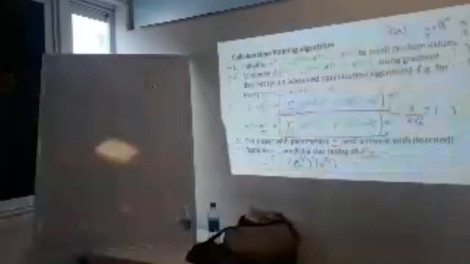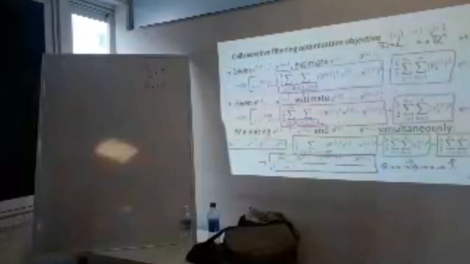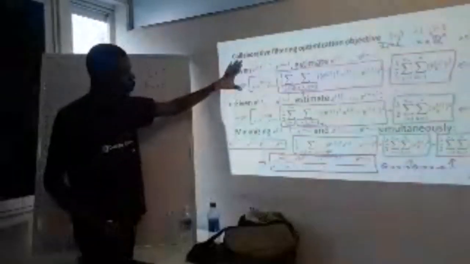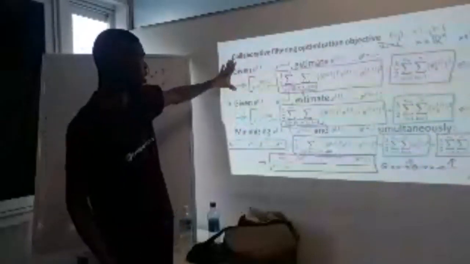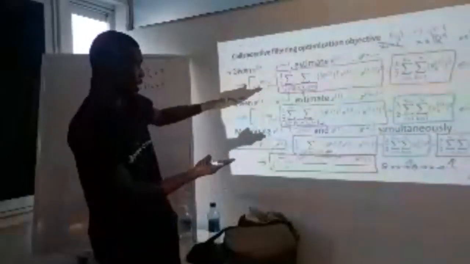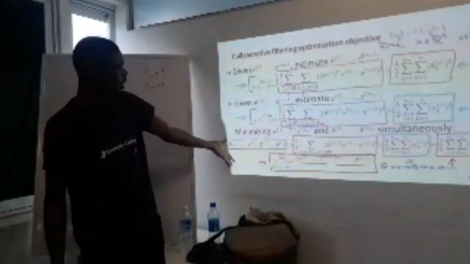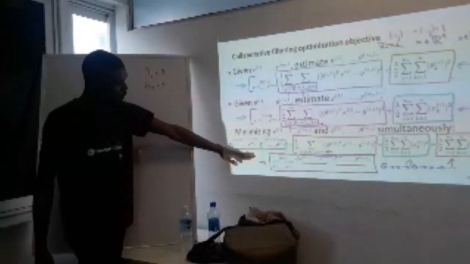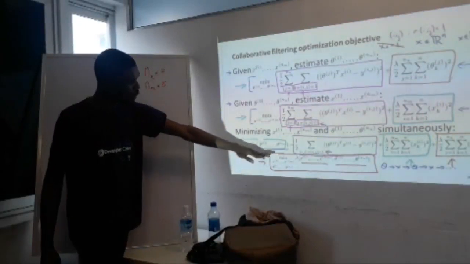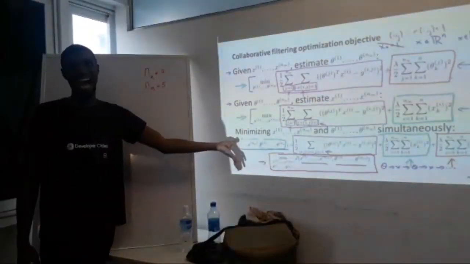Basically, what he did was combine both of them together. These two equations, he compressed them together, and when you combine both of them, you get this expression here. One part you're optimizing for feature, one part you're optimizing for user. So you have your feature and your user, and you're going to differentiate with respect to feature and user.